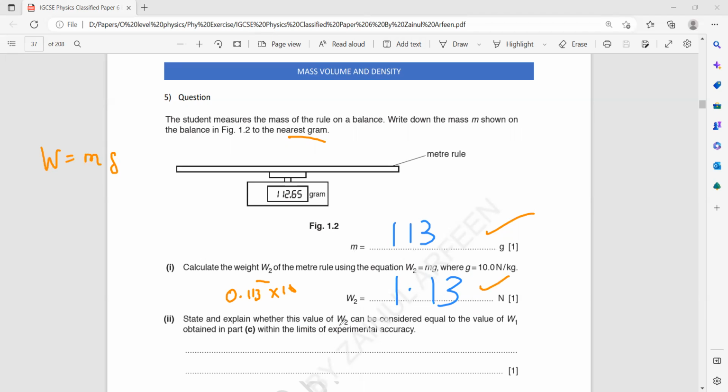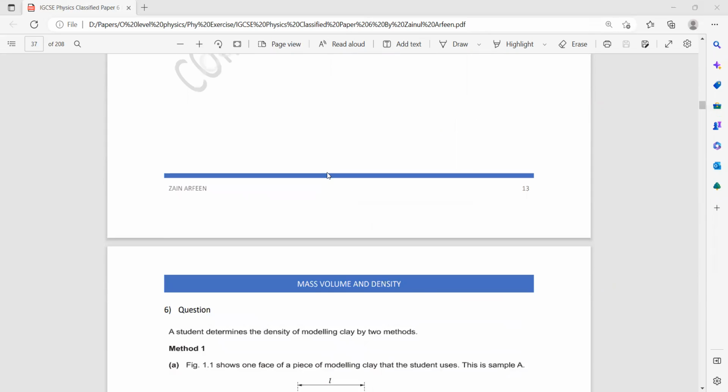State and explain whether W2 can be considered equal to W1 obtained. This is because I only took part of it. In that one, you have to compare W1 with W2. For example, say W1 is 1.1 and W2 is 1.13. Can I say they are equal? Yes or no? Yes. So I can say yes, the two values are equal within the limit of experimental accuracy. Because W1 is from the previous balancing experiment, I did not include that. This question is only related to density. So we just compare W1 with W2, our answer according to the full question.